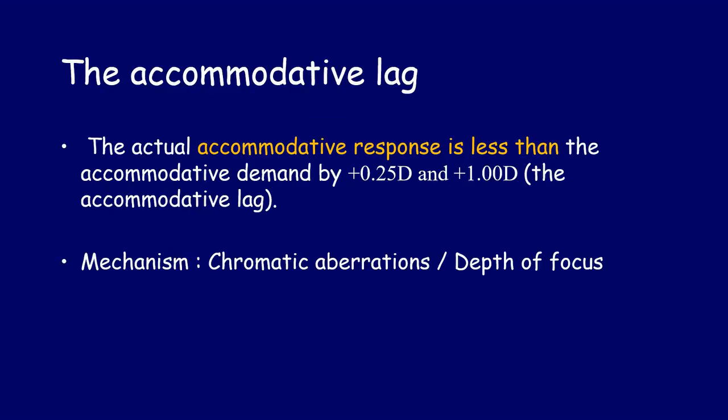Actually, the actual accommodative response is less than the accommodative demand. This can be in the range of 1/4 to 1 full diopter. This is known as the accommodative lag. This accommodative lag is due to chromatic aberrations and depth of focus.